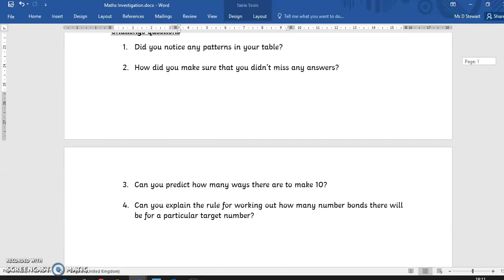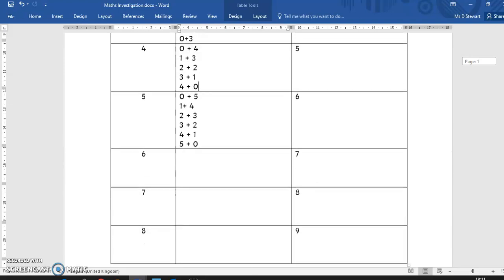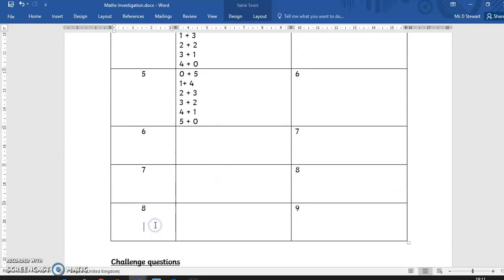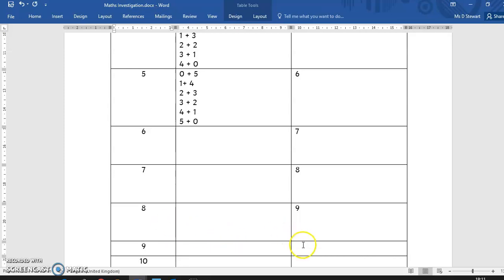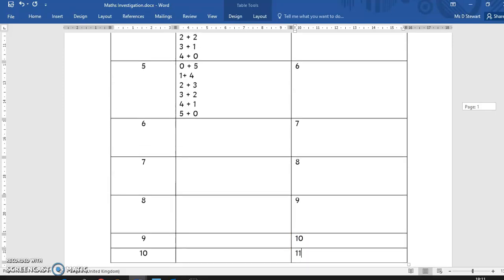3. It says, can we predict how many ways there are to make 10? Well, I'm noticing here, if I was to add some extra columns, if I was using the number 9 and then 10, I can predict, because it's going up in ones, like this, that there would be 11 different ways.